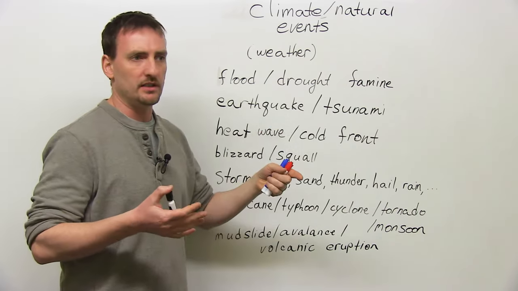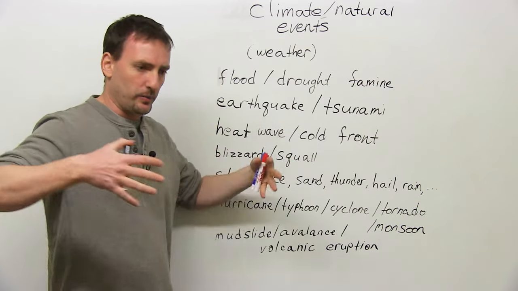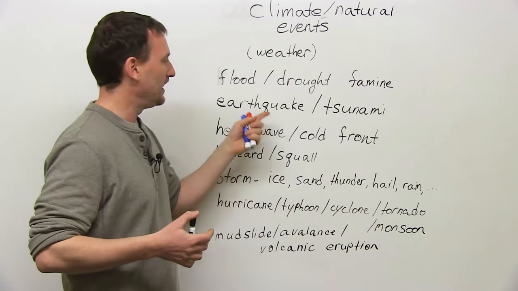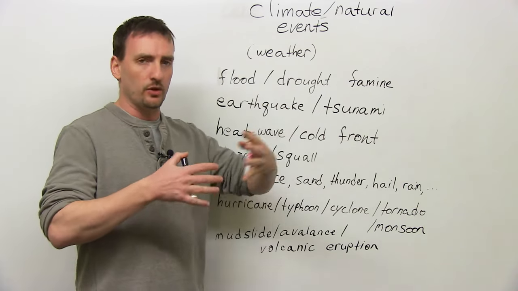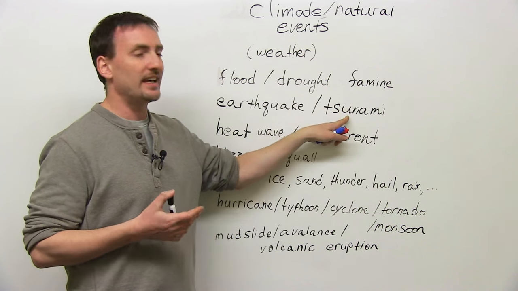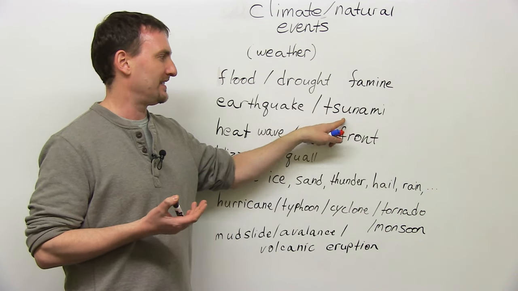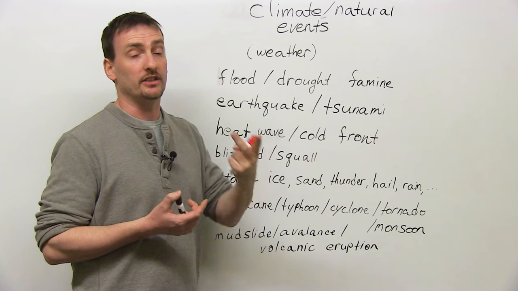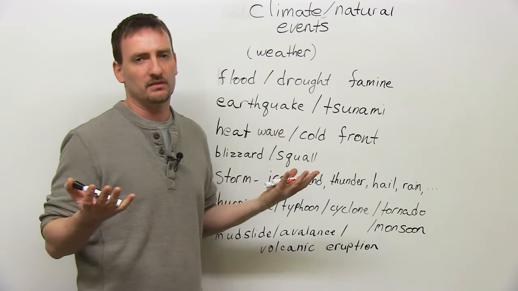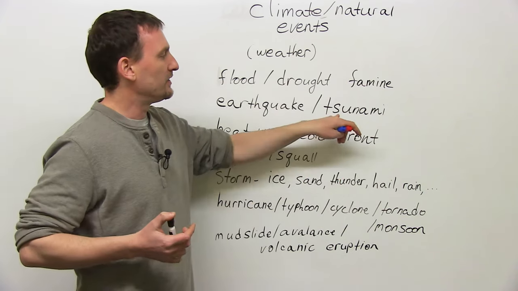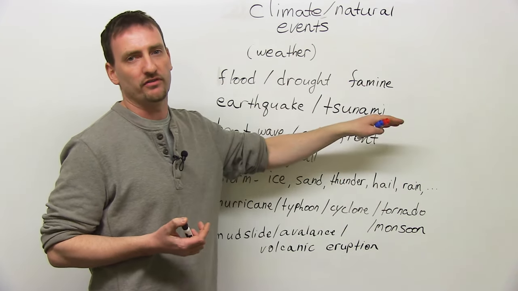Okay, next we have earthquake. Quake basically means shake. An earthquake is when the earth shakes. Now, what often happens is when there's an earthquake in the sea or near the sea, there's often a tsunami. Now, this is actually a Japanese word. Actually, it's two Japanese words, but they are used so commonly that we just take them as an English word now. Tsunami means harbor wave.